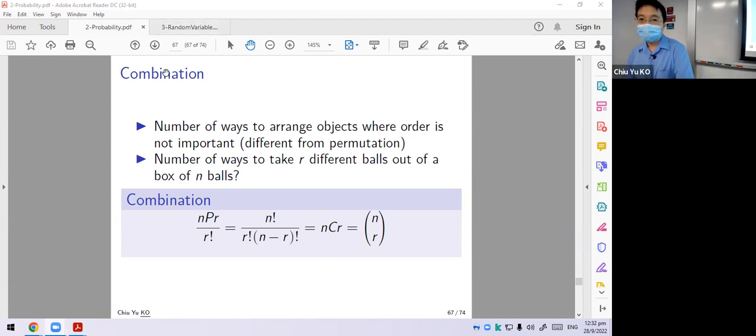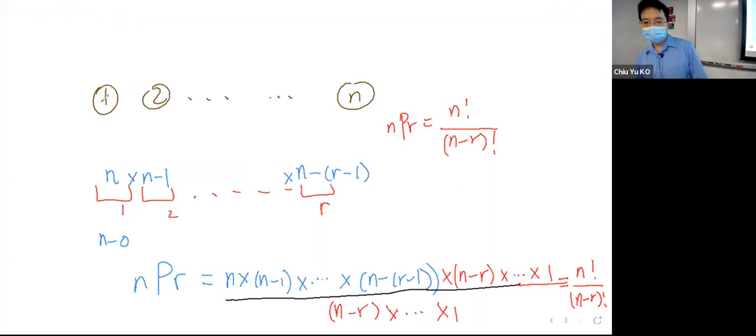Combination is very similar to permutation. Permutation, remember, is where we have n different balls and our boxes, and we try to find how many ways you can put them in the boxes. In this case, the boxes are ordered, right? What is in the first box or in the second box is important. If you put ball number 1 in the first box and number 2 in the second box, it will be different from if we swap them.